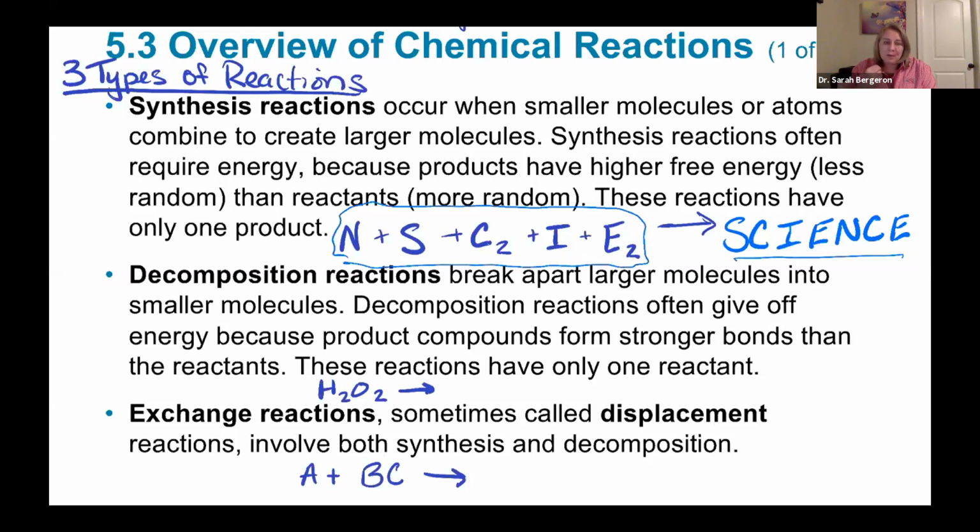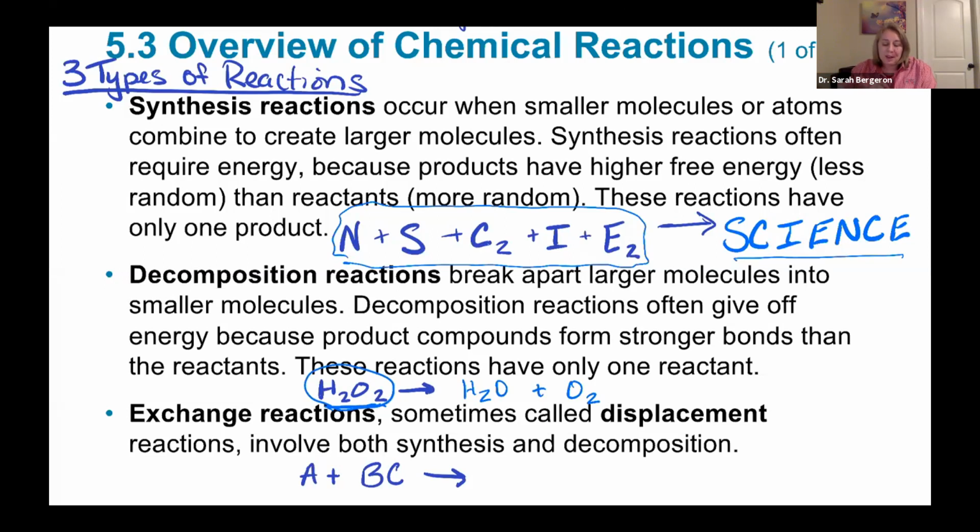Typically when you're trying to classify whether this is decomposition or synthesis, decomposition is going to start with one reactant, remember we talked about this last time, and go to multiple products. So what does hydrogen peroxide decompose into? It decomposes into water plus oxygen gas. We're starting with one reactant and ending with multiple products. So a synthesis and a decomposition are basically the reverse of each other.